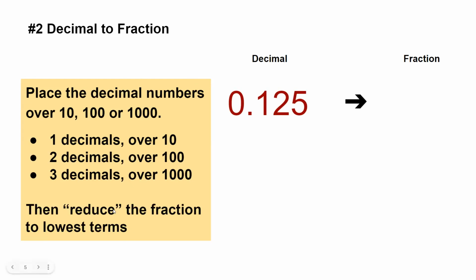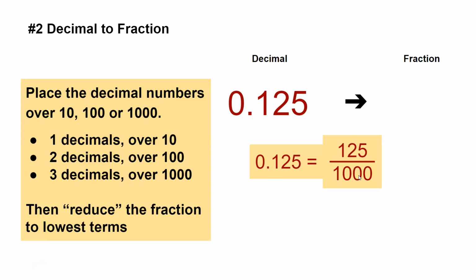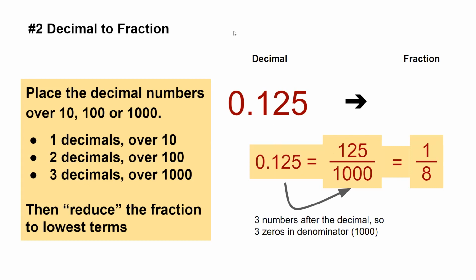And then finally, we want to reduce that fraction to the lowest terms. So we start out with 0.125. We set that up as a fraction, 125 over 1000. Those have the same value. You can prove that to yourself by doing the division here. Set that fraction into your calculator or do 125 divided by 1000, and you will get that decimal. Then we reduce that fraction, and that fraction reduces all the way down to 1/8.